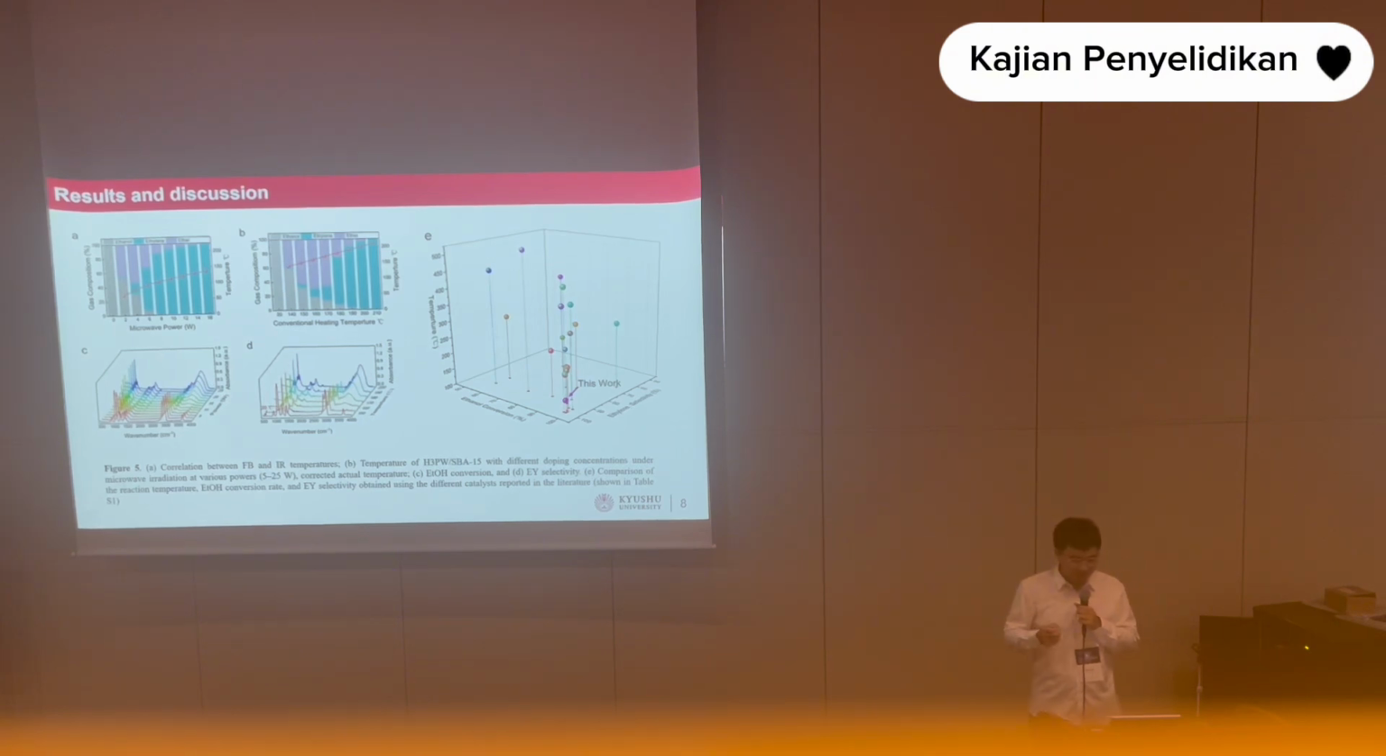And comparing figures C and D, this is a different reaction pathway that we tested by FTIR. And figure E is compared with other works, not only with HPW but also with some other catalysts, in terms of conversion rate and selectivity. As you can see, our work is at the lowest temperature and with a very high conversion rate and selectivity.